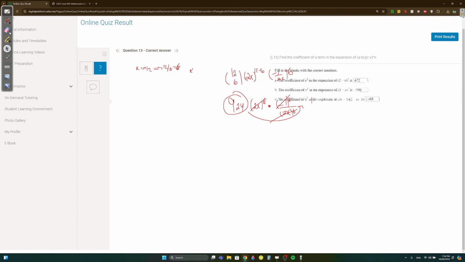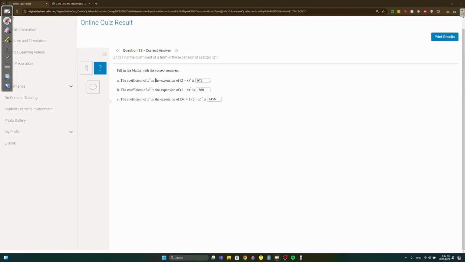Question 13. A question like this came today in the periodic. The coefficient of x squared here. Okay, let's write the general term. When they ask for a specific coefficient, you always write the general term. So 7ck, 2 to the power of 7 minus k, minus x to the power of k.